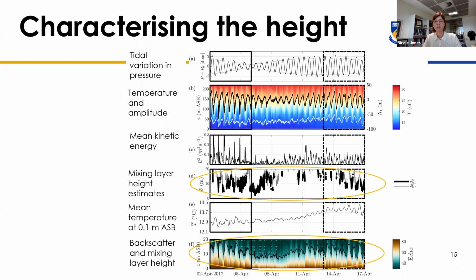Because we have issues with gaps in this record, we also explored alternatives to using that thermistor chain to define the mixing layer height. One of the obvious alternatives was to look at the backscatter from the ADCP. This is a measure of the acoustic backscatter, which is kind of a proxy for the amount of sediment that's in the water column. And you can see that in the bottom panel here.